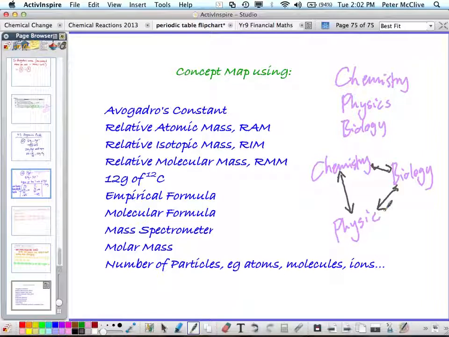So physics talks about atoms. Chemistry talks about molecules, so does biology. So these are the terms that you'll need to be able to link together. Physics and biology, I can't really think of a connection. Electricity? Nerve impulses?